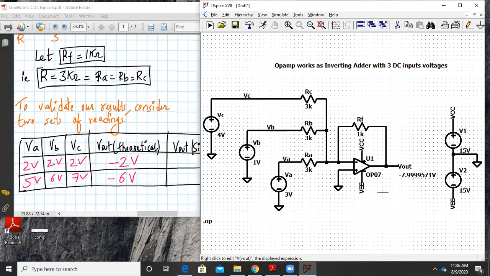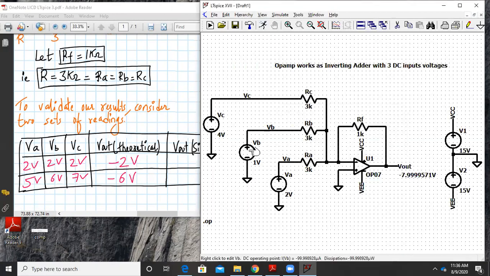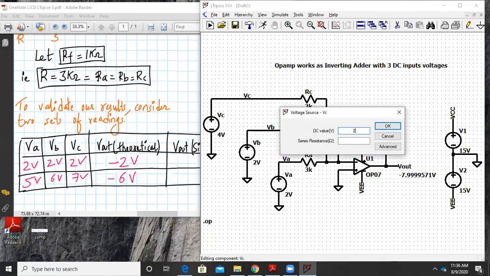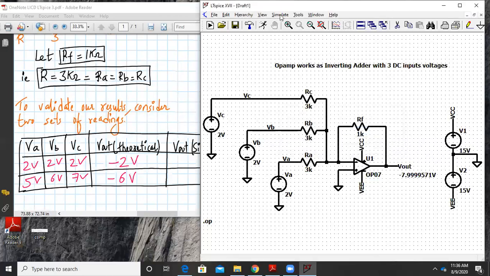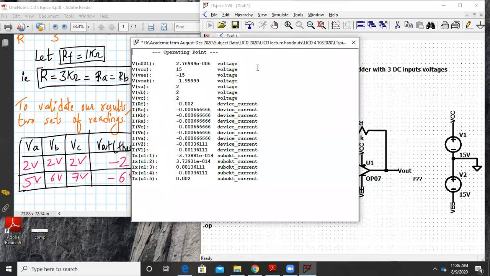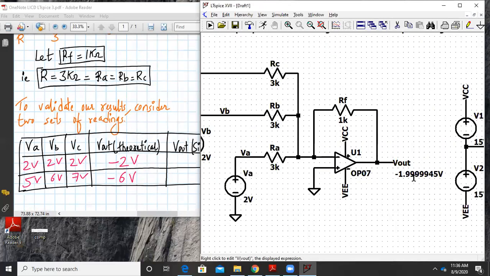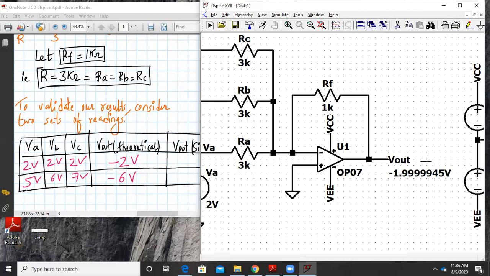So here we have already set up everything. Now we have to just select the VA as 2 volts, VB as 2 volts, and VC also as 2 volts. So now we will go to simulate and we'll click on run, and we should get output which is close to minus 2. Yes, so we are getting indeed the output. Over here, as you can see, the output is close to minus 2.